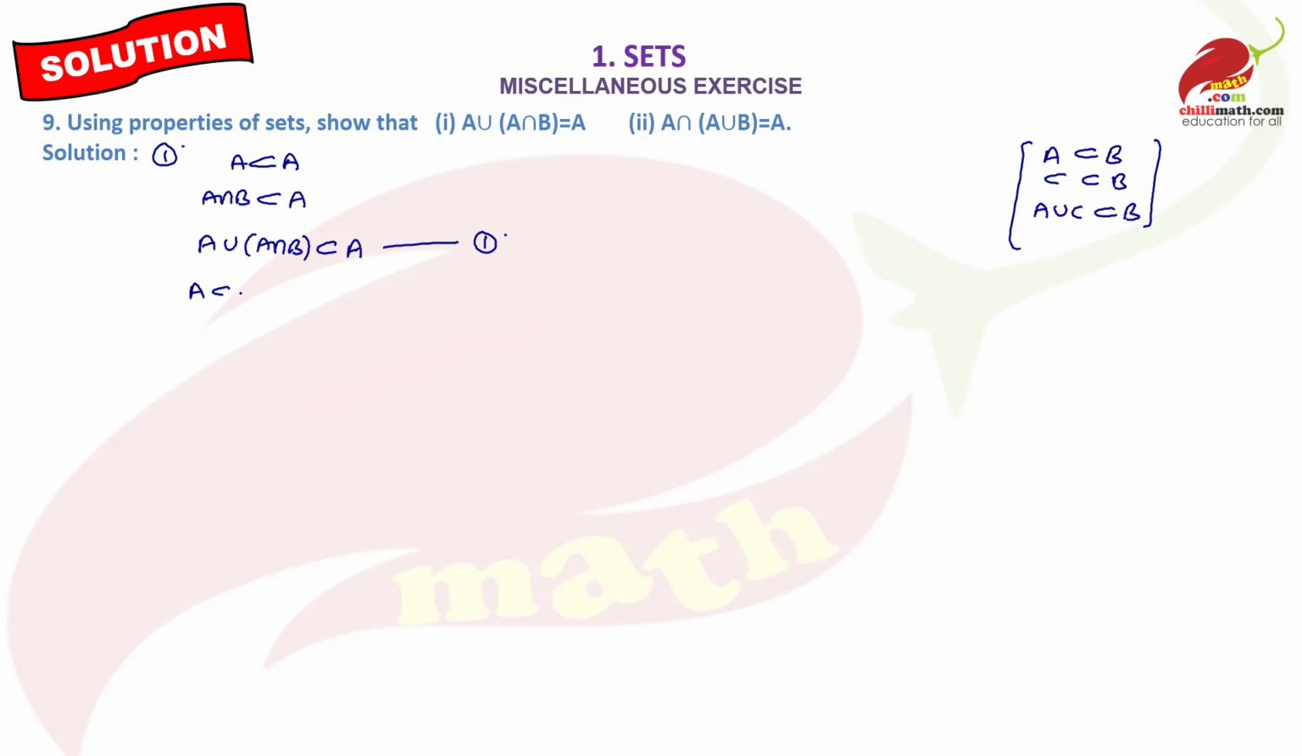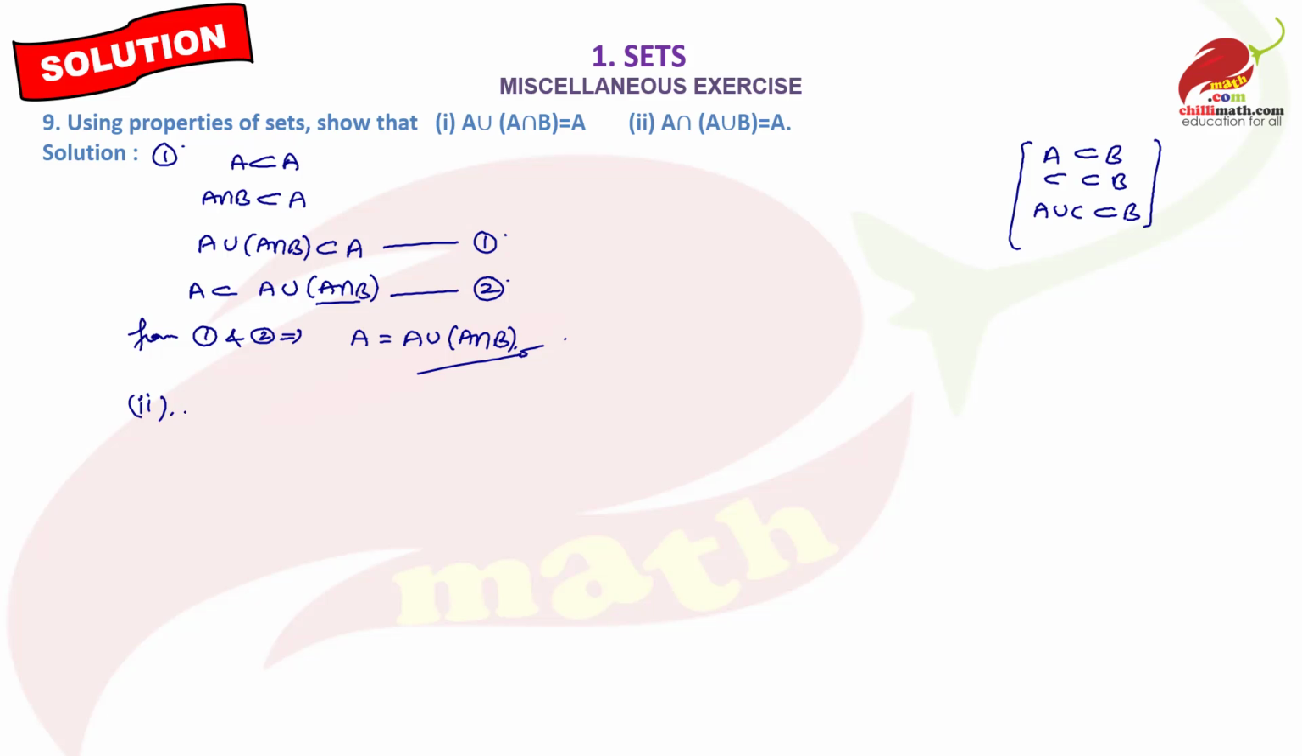Also A is a subset of A union (A intersection B). We have added just something to A, so naturally A will be a subset of this. Let us mark equation number 2. So from 1 and 2, we get A is equal to A union (A intersection B), which is your first part.